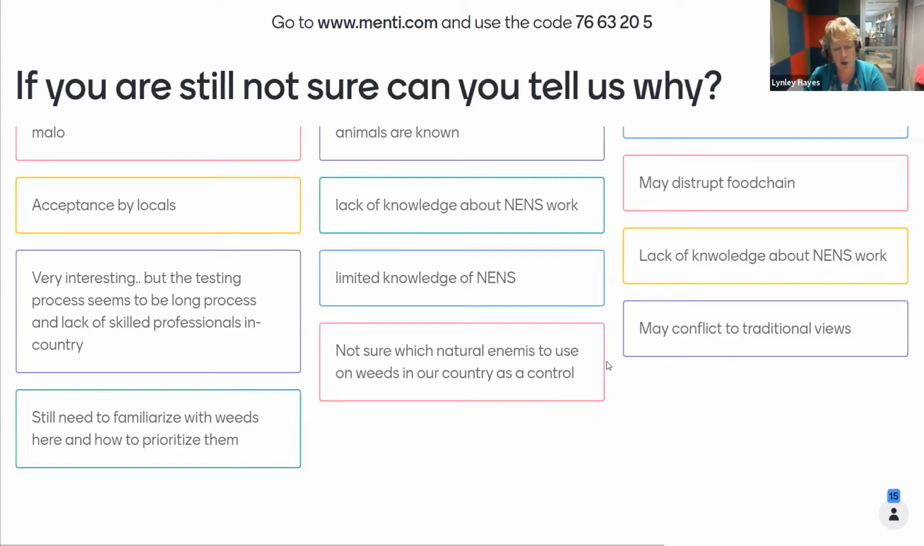Another one here, not sure which natural enemies to use on weeds in our country as a control. So that's something we can definitely help with.